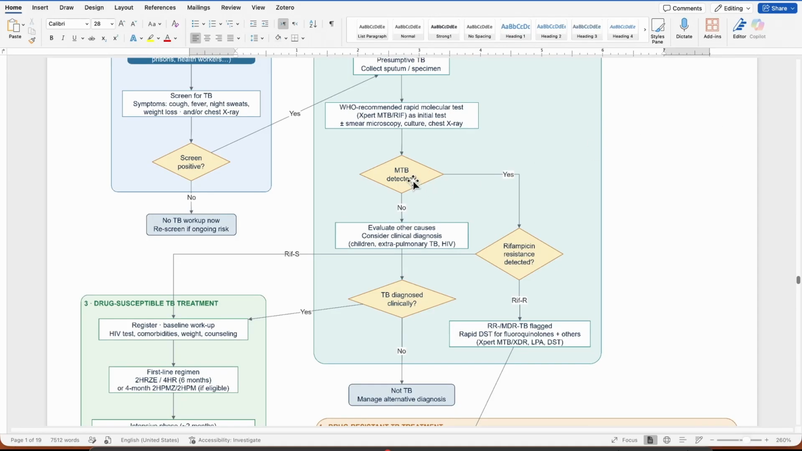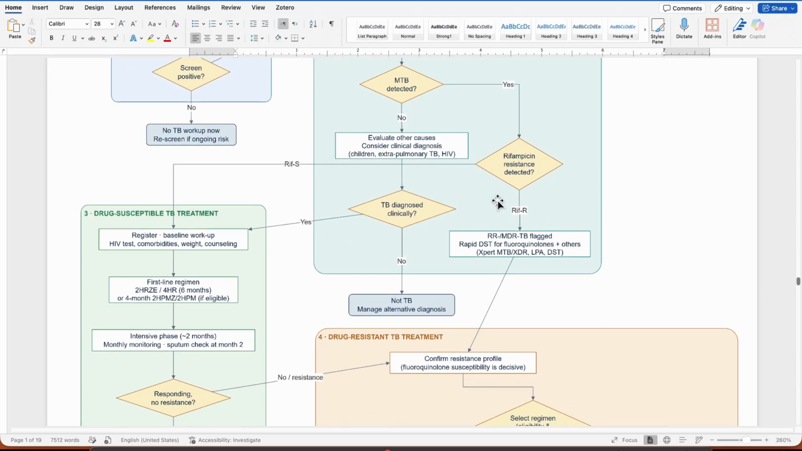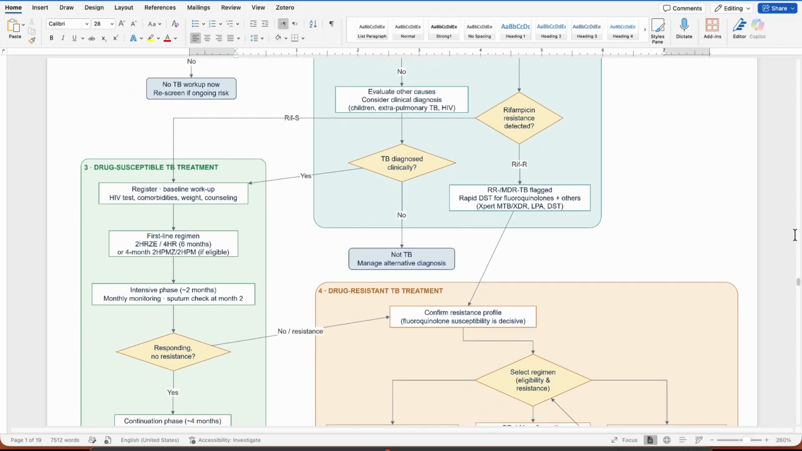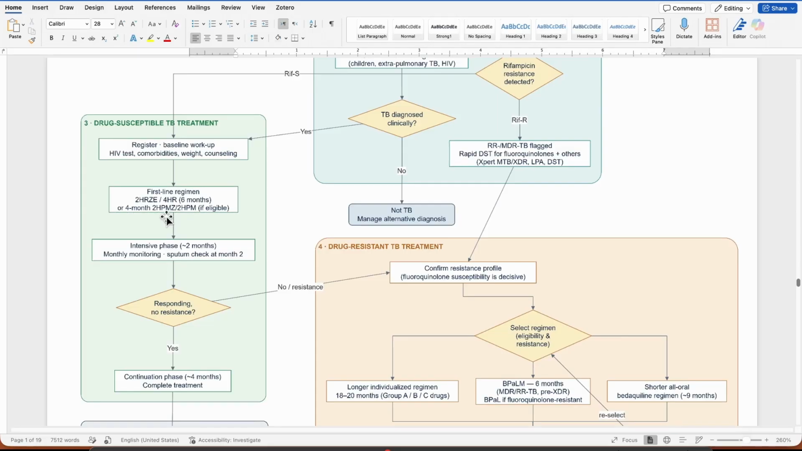So you may have just MTB detected and no rif resistance detected, meaning you can be put on first line treatment. If you don't have even MTB detected, that means case closed, you don't have TB, you have something else, right? Now, if you do happen to have rif resistance, then that's a different type. But if you have rif susceptible, meaning that bacteria is responding to rifampicin, you will be put on first line treatment, which is the drug susceptible TB. You can say it's the primitive type of TB, which can be easily treated.